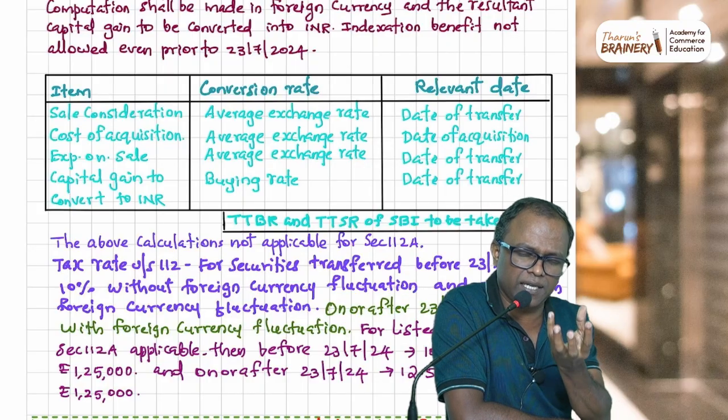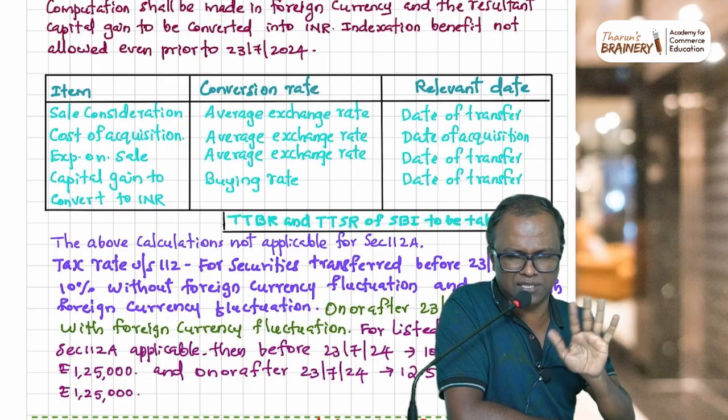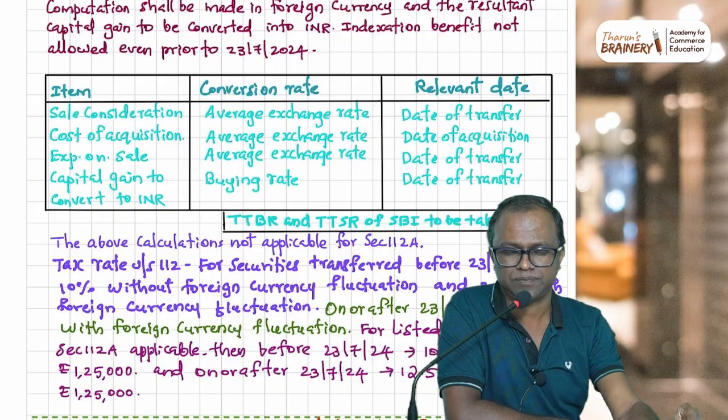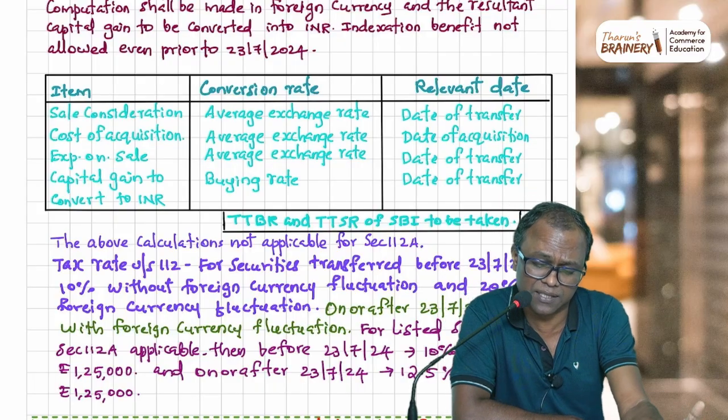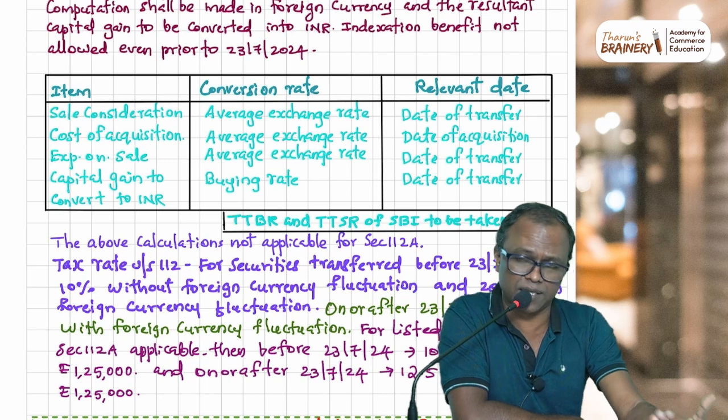That capital gain in foreign currency should be reconverted into INR. For that, do not use the average rate, use the buying rate on the date of transfer. So on the date of transfer, what is the buying rate? Applying that buying rate, we can convert that foreign currency capital gain into INR.